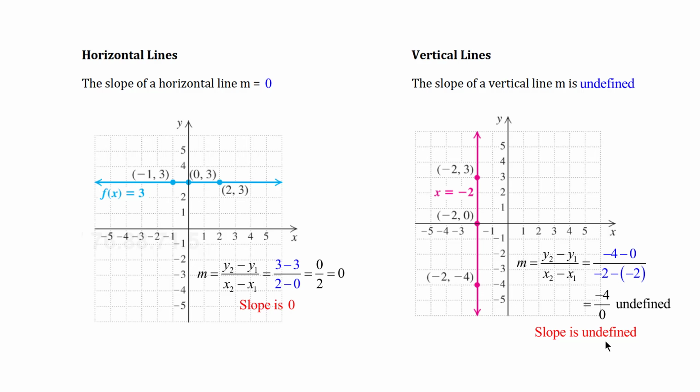Now the reason why vertical lines always result in a slope that is undefined is because the x values for any of the points of a vertical line will always be the same. You can see in our example that our x2 and our x1 have the same values. When we take the difference between these values, this always results in a 0 in the denominator, which makes the slope undefined.